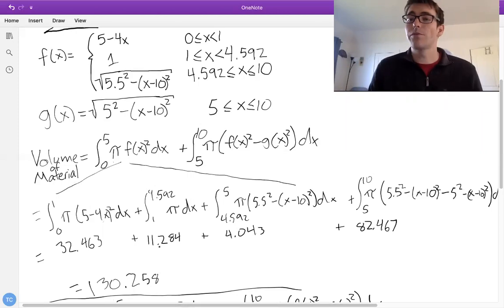I have this out to 3 decimal places. That's probably a good idea. If you already did it and only used 2, that's fine, but 3 is probably a little bit better.